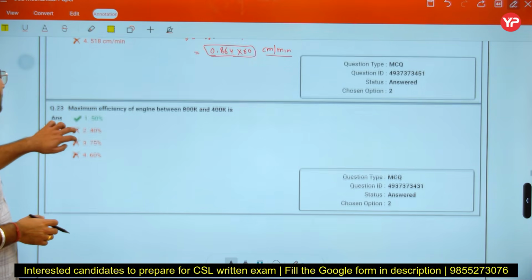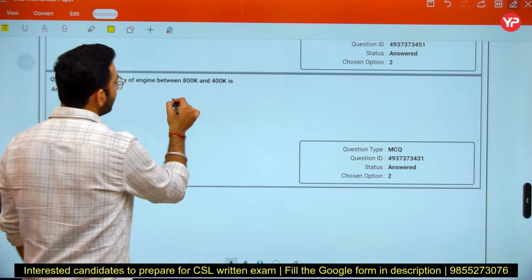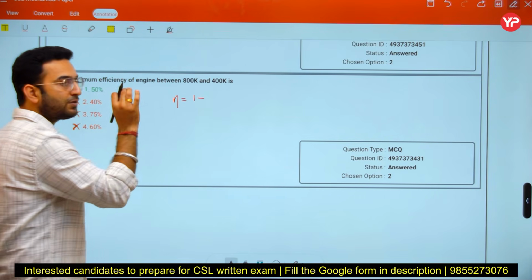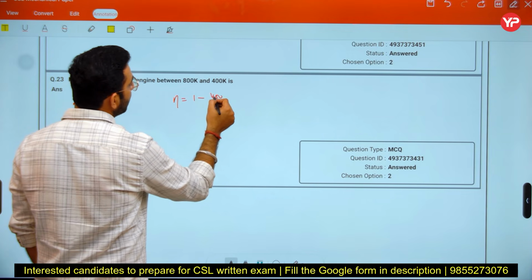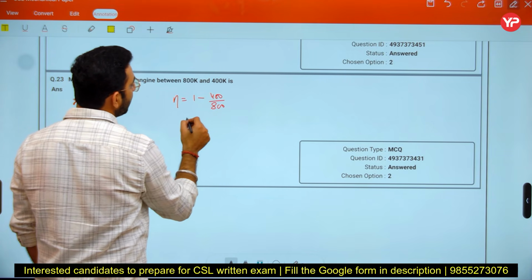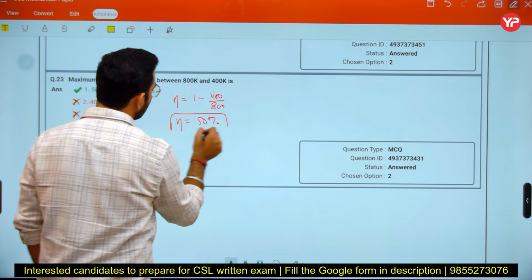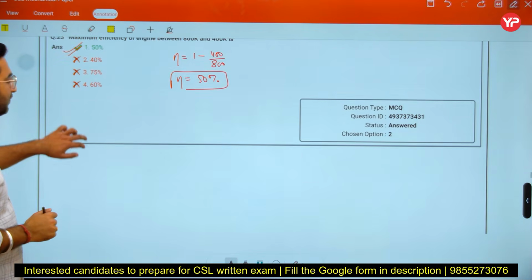Now coming back to the next part, maximum efficiency of the engine between the 800 Kelvin and 400 Kelvin will be. So here maximum efficiency we have to calculate, so that means we have to calculate the Carnot efficiency. Okay, it is having a formula of 1 minus 400 divided by 800. So if you just solve it, you are going to get the answer as 50%. Okay, so option number 1 is going to be the correct answer here.